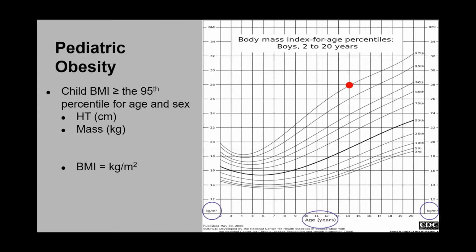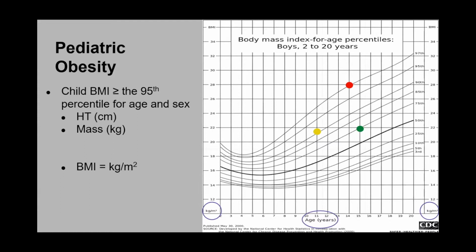For example, if a 14-year-old male has a BMI of approximately 28, he will fall into the 97th percentile, and thus it will be determined that he has obesity. If an 11-year-old boy has a BMI of approximately 22, he will fall into the 90th percentile, and thus it will be determined that he has overweight. If a 15-year-old boy has a BMI of 22, he would fall into the 75th percentile and would thus be considered to have a healthy weight.